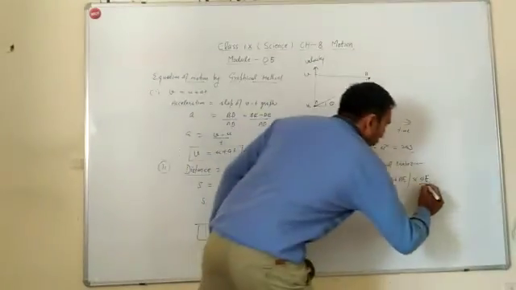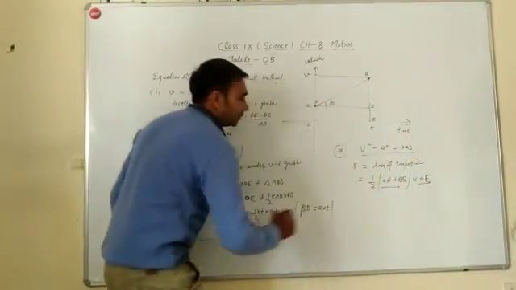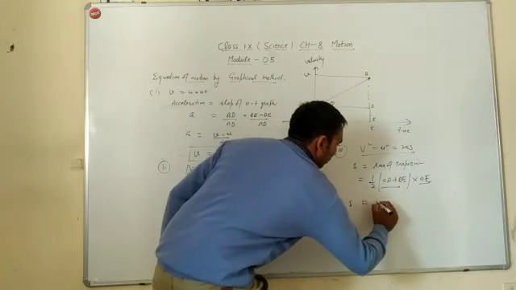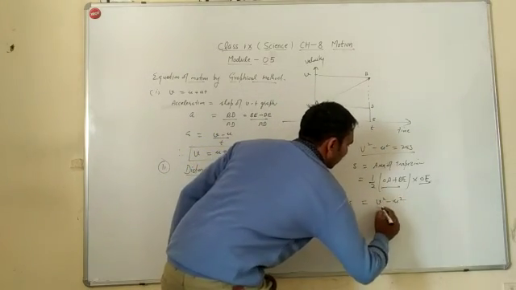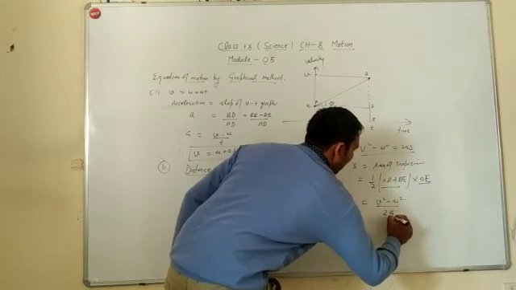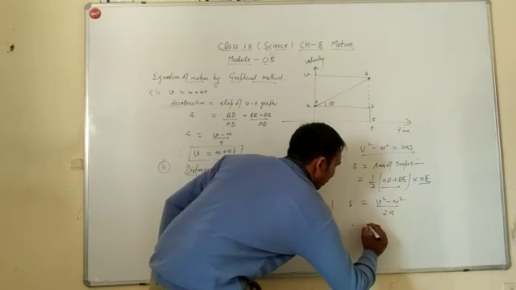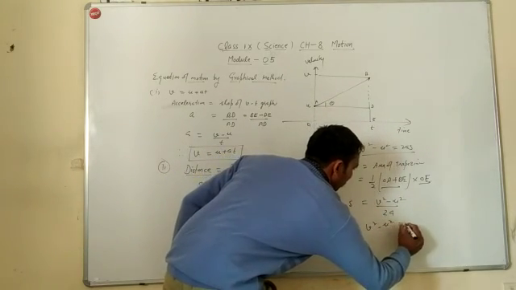Now putting the value of OE, we get v square minus u square divided by 2a. Therefore, v square minus u square is equal to 2as.